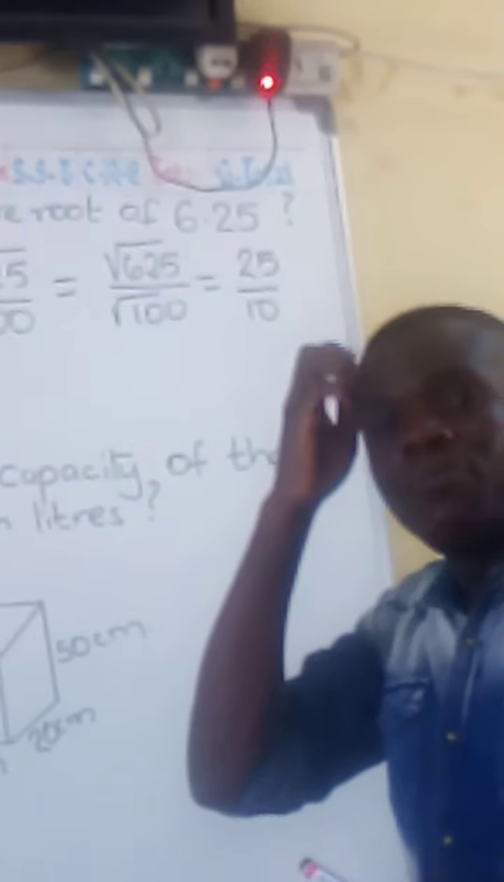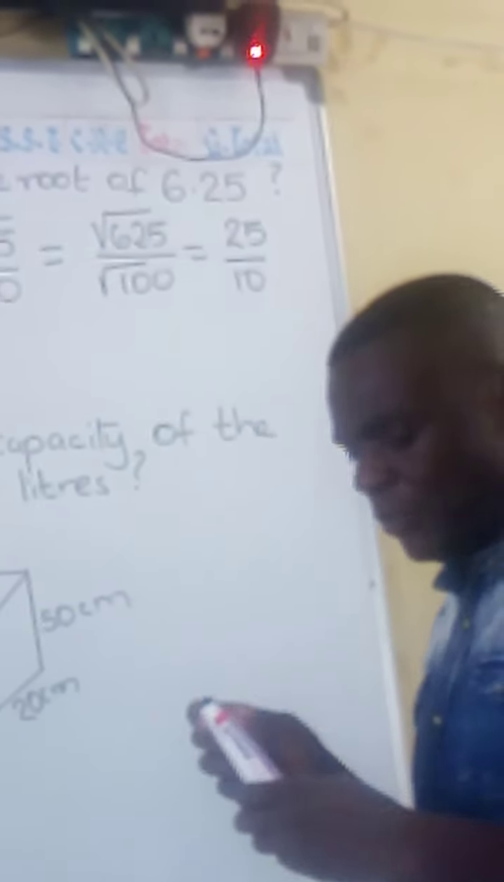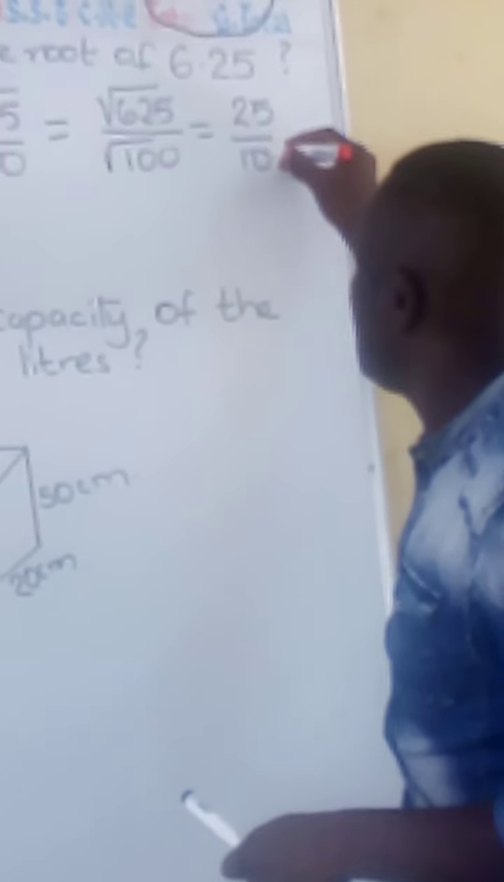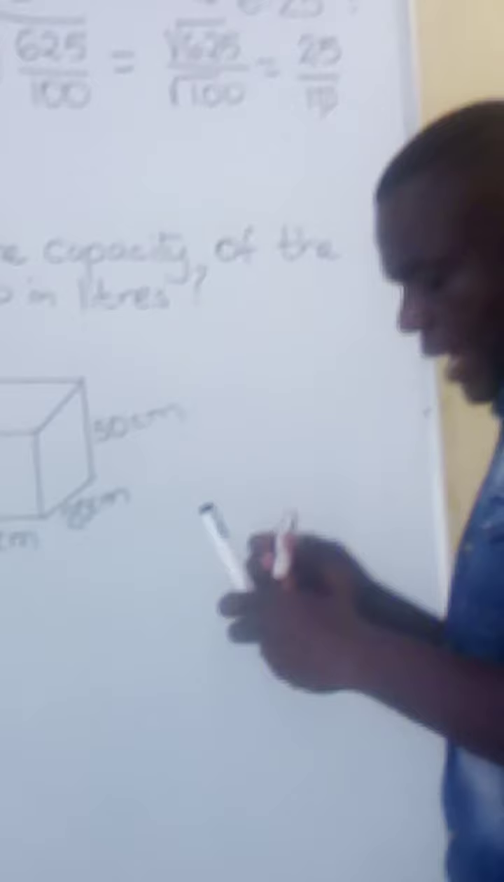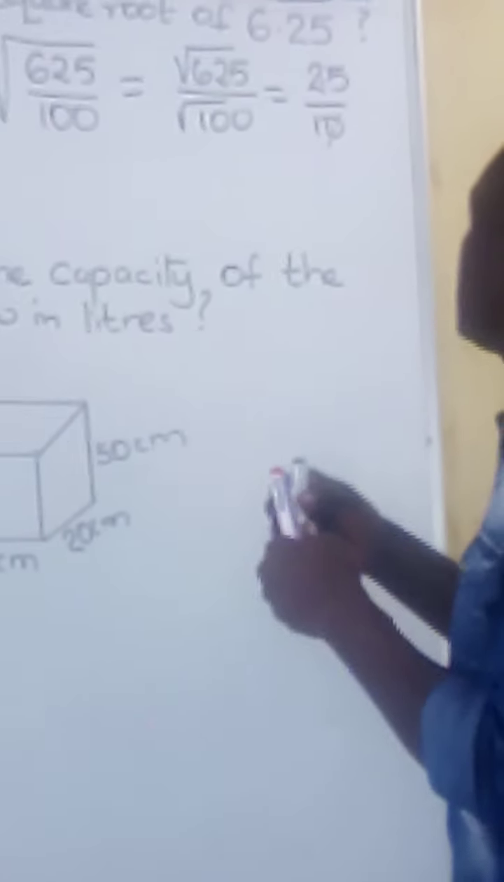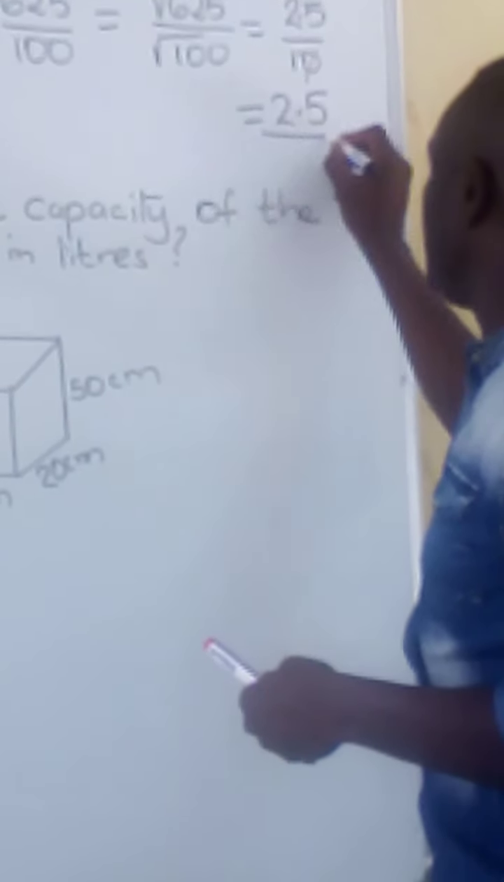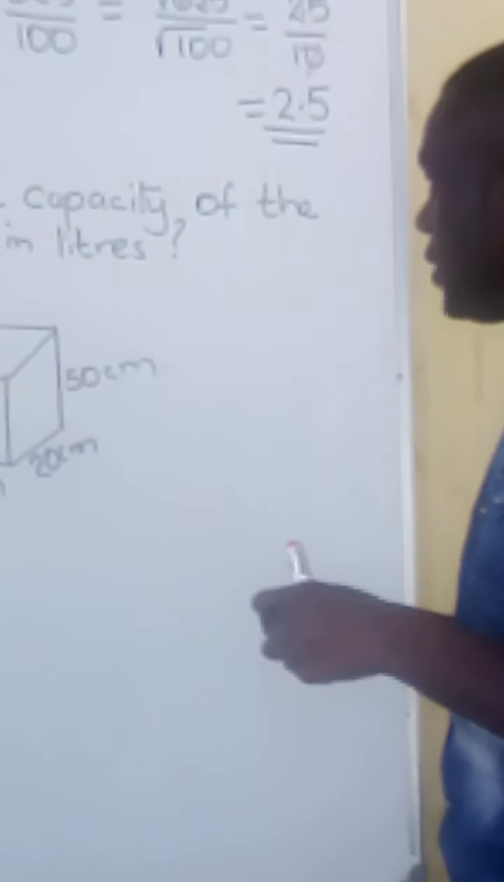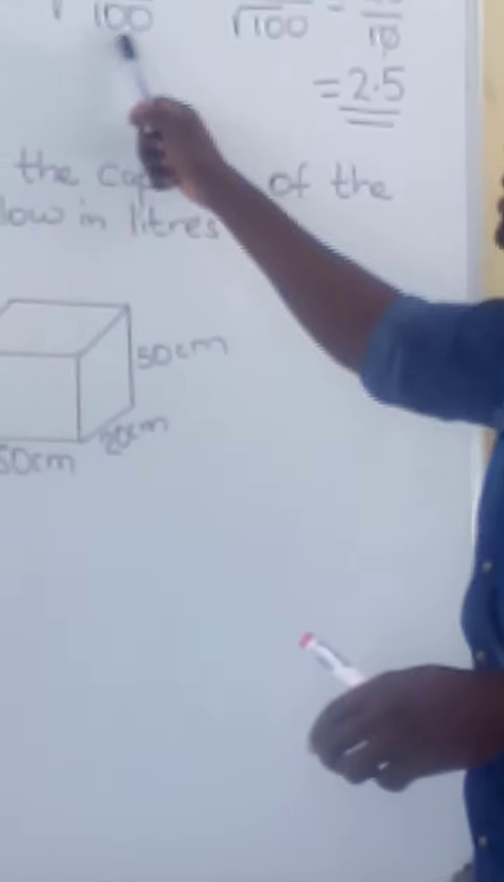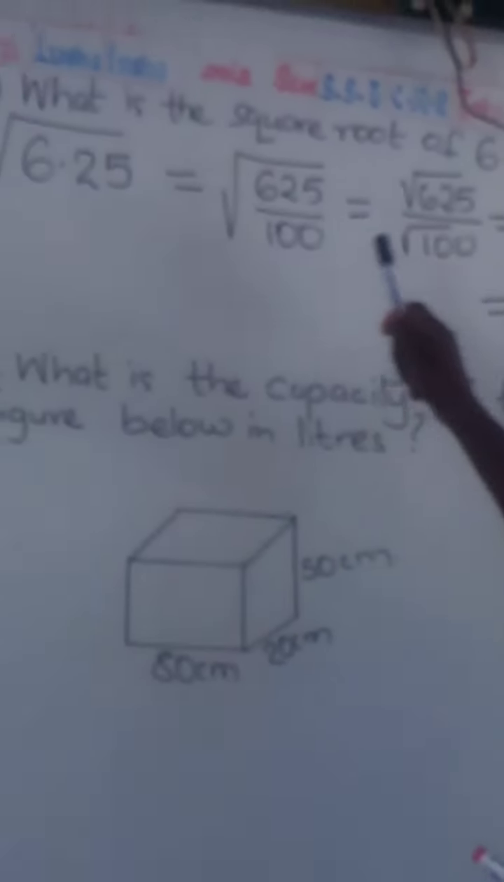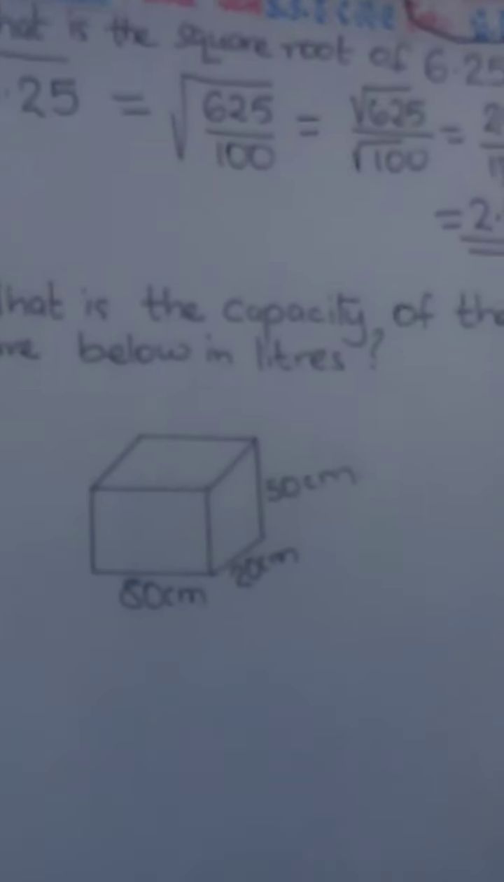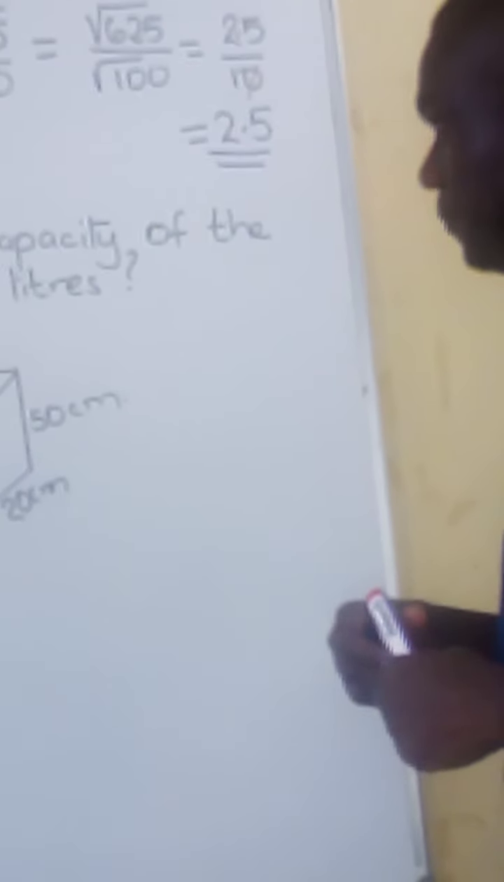The answer must be in decimal. And so, that 0 brings a decimal there, and the answer becomes 2.5. You can see the steps that we have followed. Please follow these steps when you're finding the square root of a decimal. Now let's come to question number 14.